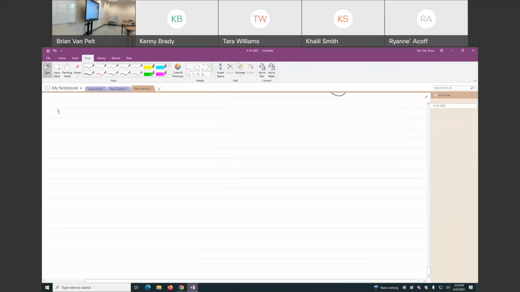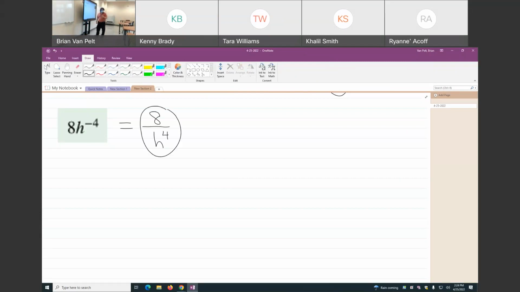But the goal is when I give you a problem like this, you should just be able to write down the answer as one step, you know? That would be the hope. H to the 4th power. That's right. It would be nice if you were able to go like this and be done with it. That's perfect.